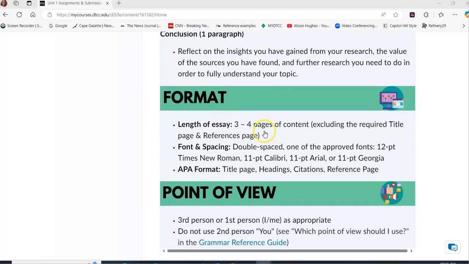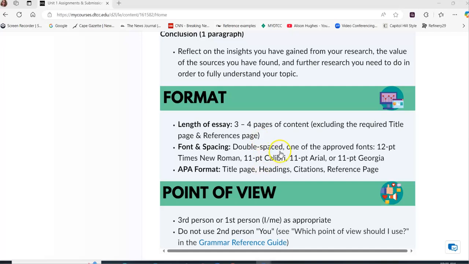So the length of this paper needs to be 3 to 4 pages of content. When I say content, that does not, N-O-T, does not include the title page or reference page. So if I have 3 pages of content plus a title page plus a reference page, that's actually 5 full pages. However, when we talk about content, we're just talking about the actual body itself. Introduction, body, conclusion, not the title page, not the references page.